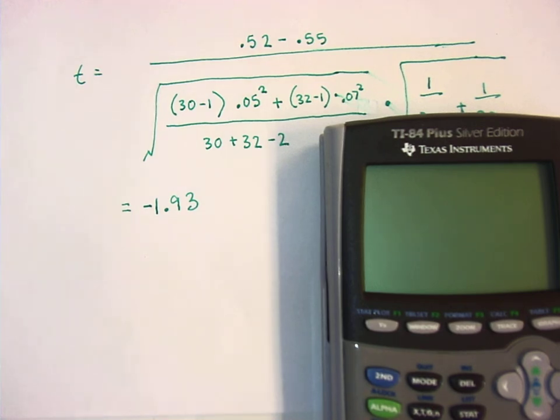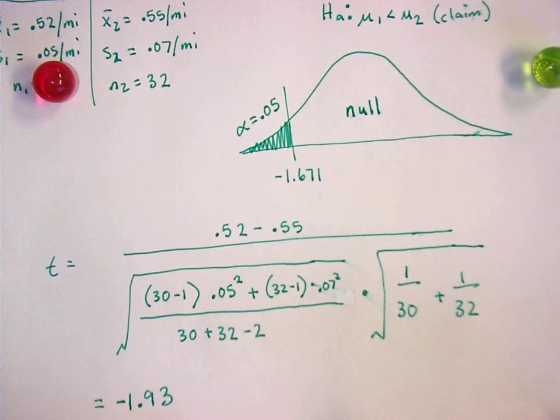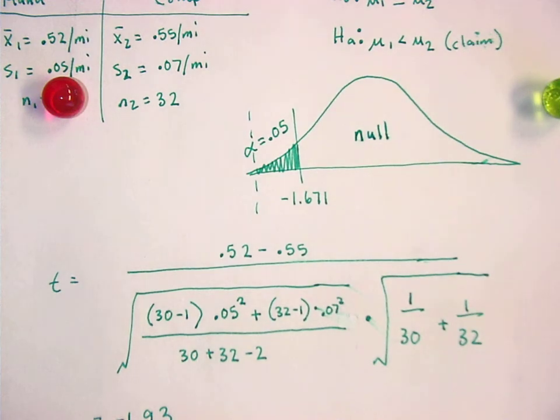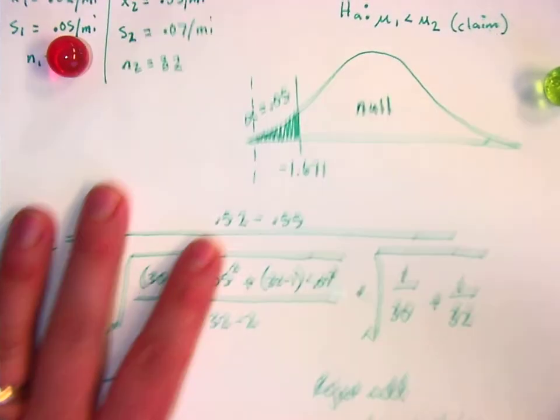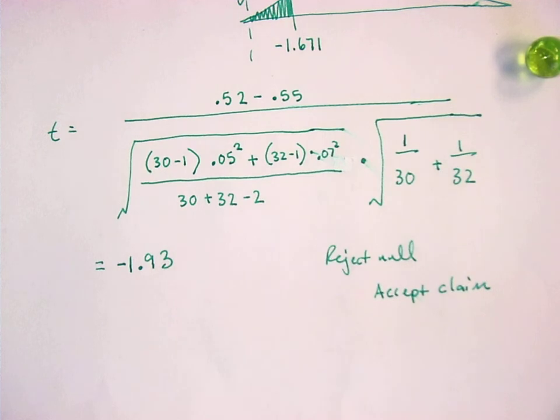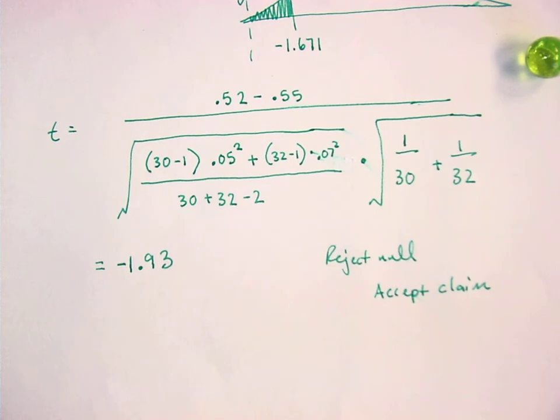Okay, nice and messy. So now that we've got negative 1.93, that hits in the rejection region, right? Which means we reject the null and accept the claim. Now, I'm not going to write a big sentence, but you would if this was a test. Essentially you accept the claim that the mean operating cost per mile of its sedans is less than its leading competitor. And you'd write out every single little word that there is.